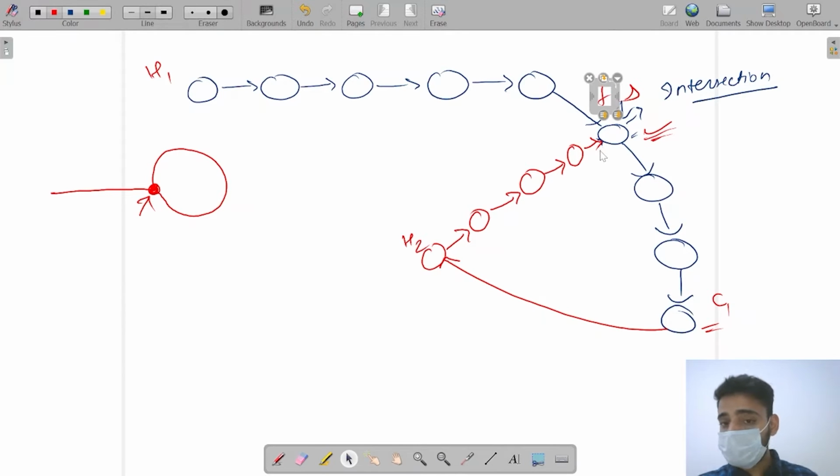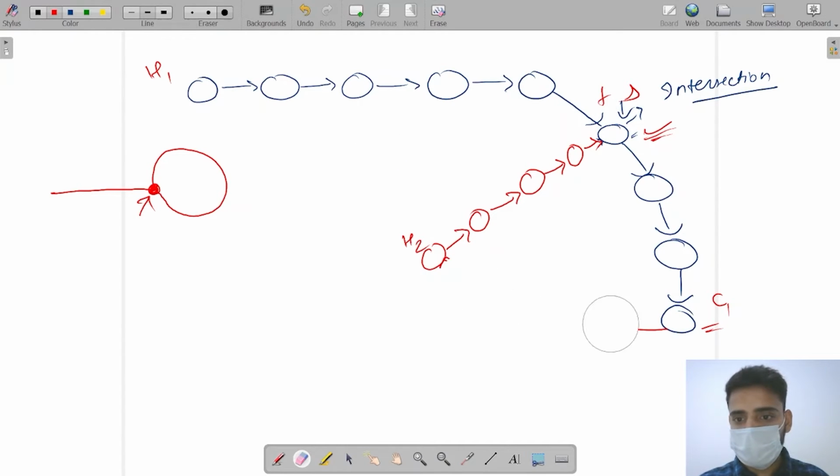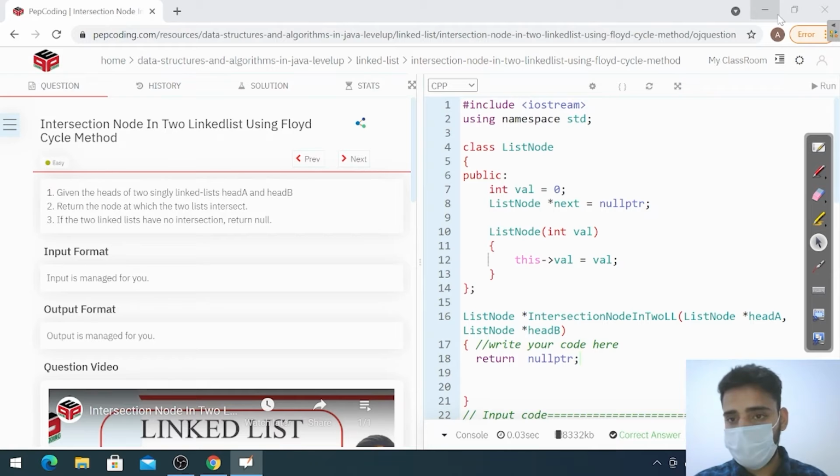Okay, so after getting this intersection point, don't forget to remove this link. We have to remove this link after we got our intersection point and we have achieved our answer. So now let's move forward and see how we are going to code this problem.